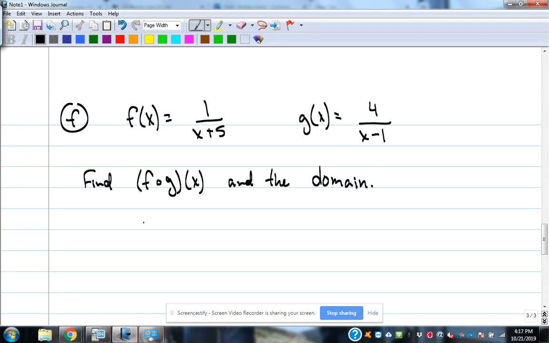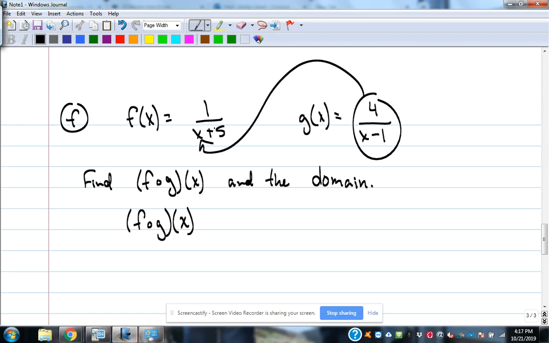All right. So f composed with g of x is taking the g of x function and replacing x with all of that. So we got fractions inside of fractions. That's what makes this one tough. So 1 over 4 over x minus 1 plus 5. And that looks ugly because you got a fraction inside of a fraction.